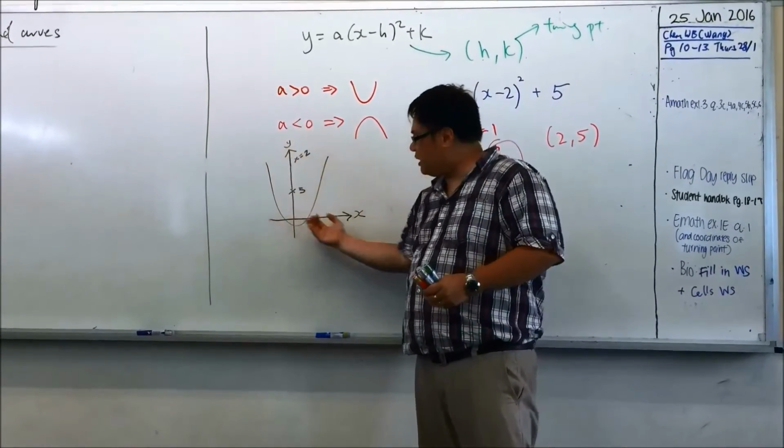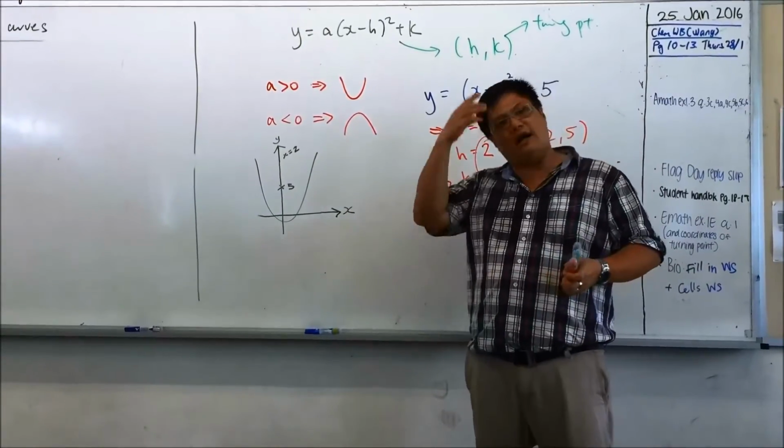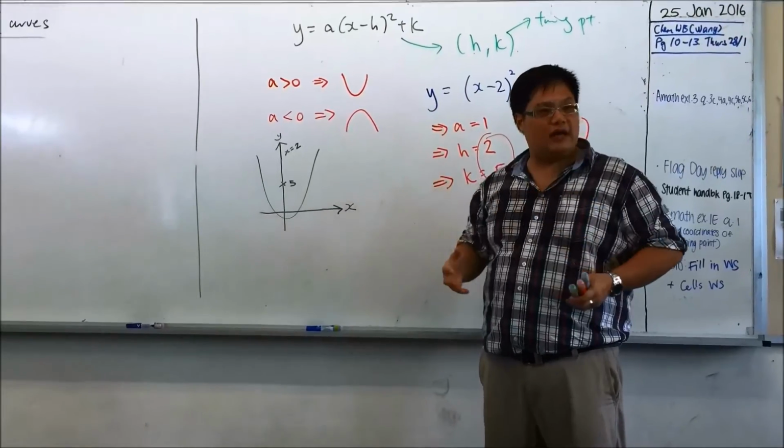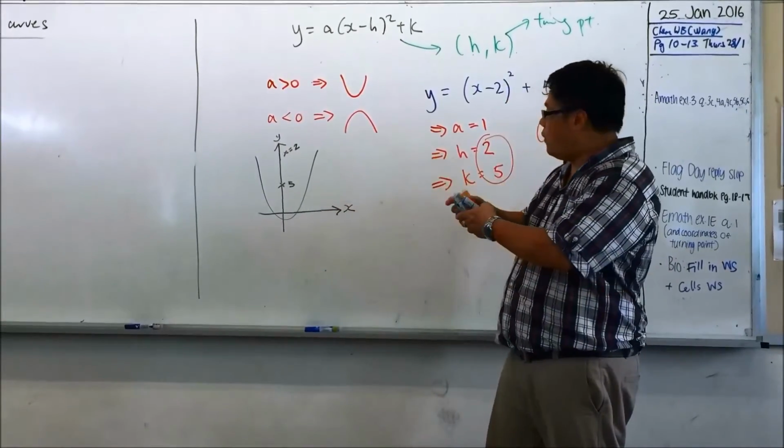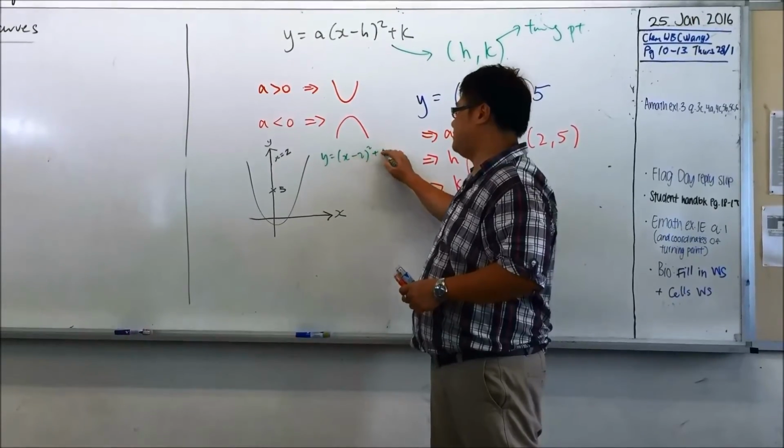So over here, this is a quadratic graph that Chirsty has done for us. According to her understanding, this is how the graph of y equals (x minus 2) squared plus k looks like.